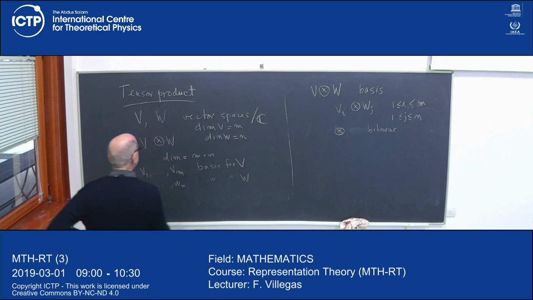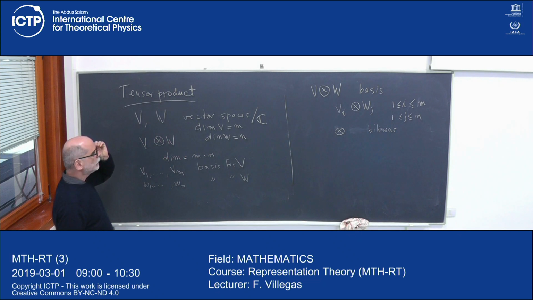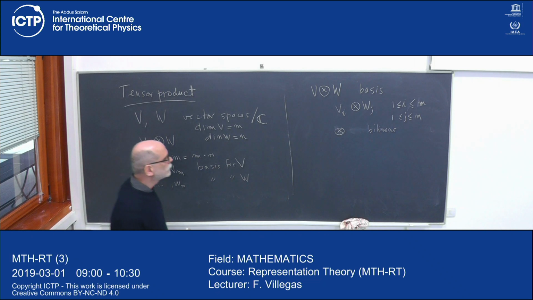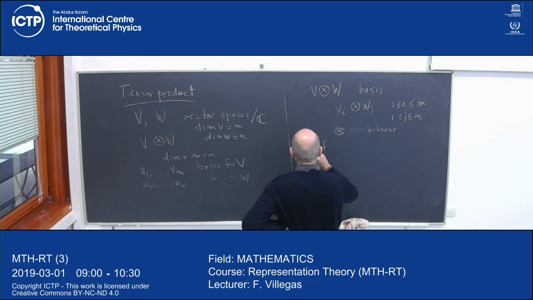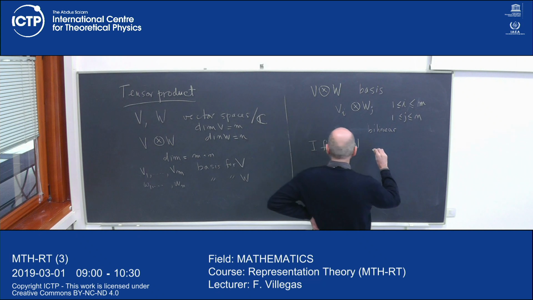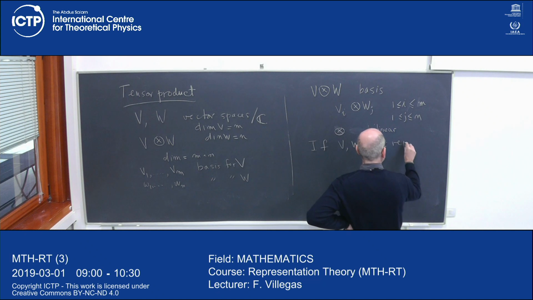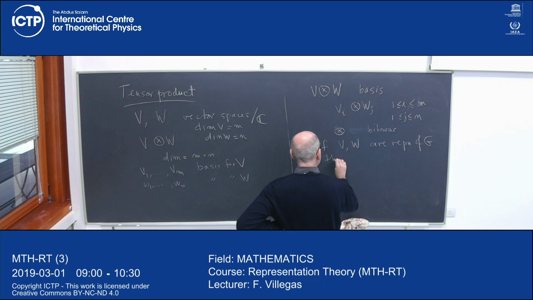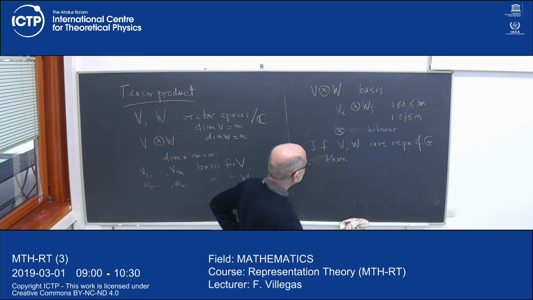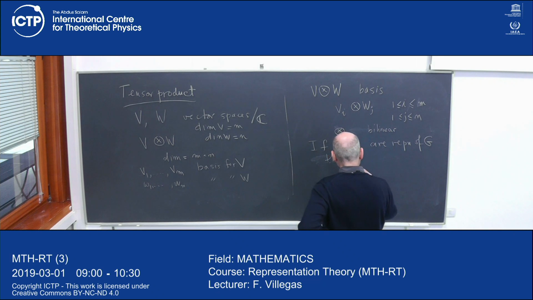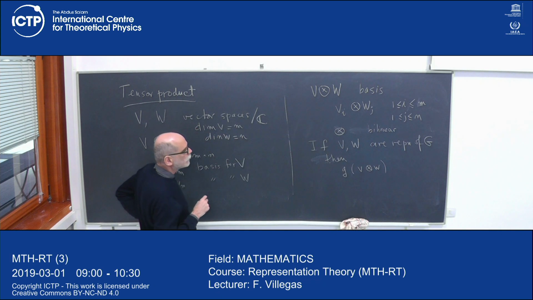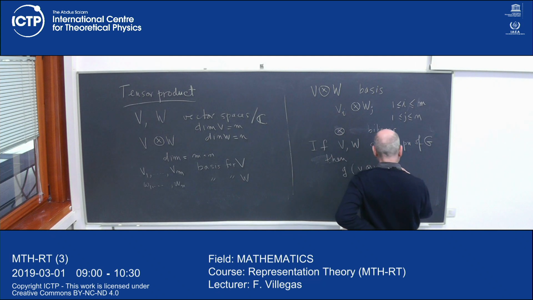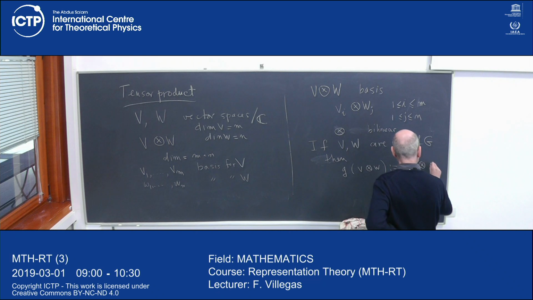how we're going to define V tensor W to be a representation when V and W are representations. So now I add the fact that V and W are representations of G. So we can make sense of gv for v in V and gw for w in W. Then if we have the tensor of two vectors v and w, we define this to be g of v tensor g of w.